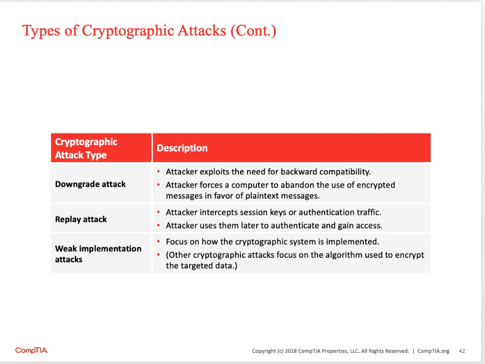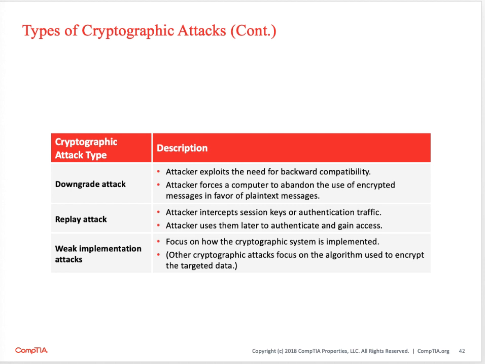Then we have a downgrade attack. In a downgrade attack, the attacker is going to exploit the need for backwards compatibility and force the system to abandon the use of encrypted messages in favor of plaintext messages. So we have tons of different types of Windows, right? 10, XP, 8, 7, 95.